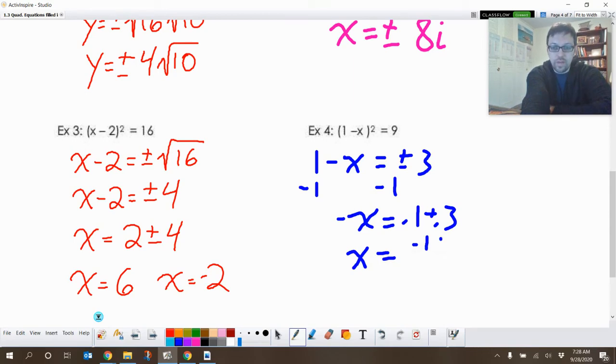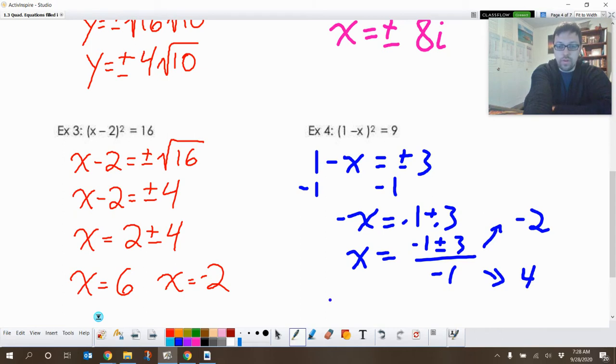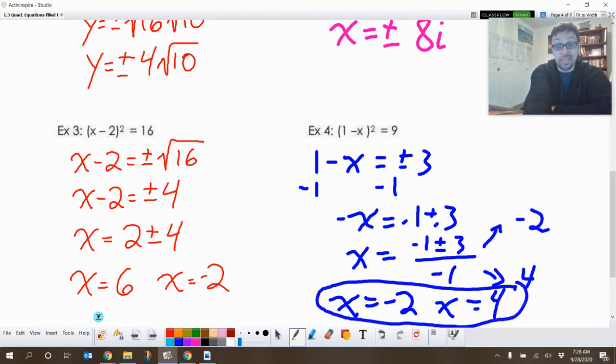We get negative 1 plus or minus 3 over negative 1. Now we should evaluate this out. We should not just leave that. We can do that. Negative 1 plus 3, that's 2, divided by negative 1, that's negative 2. Negative 1 minus 3, that's negative 4, divided by negative 1 is 4. So x equals negative 2 and x equals 4. If you can simplify something that looks like that, simplify it.